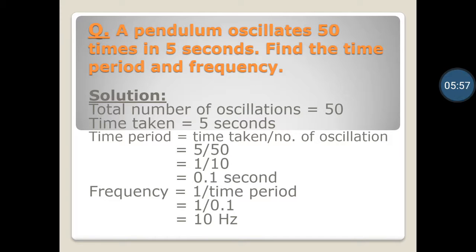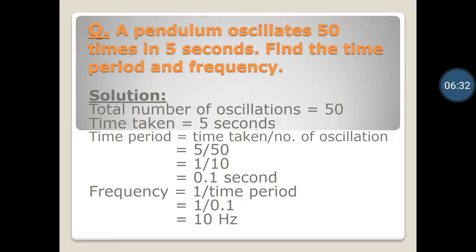Now one numerical which is based on the formula of time period. A pendulum oscillates 50 times in 5 seconds. Find the time period and frequency. Solution. In the above question, the number of oscillations given is 50 and the time taken given is 5 seconds.